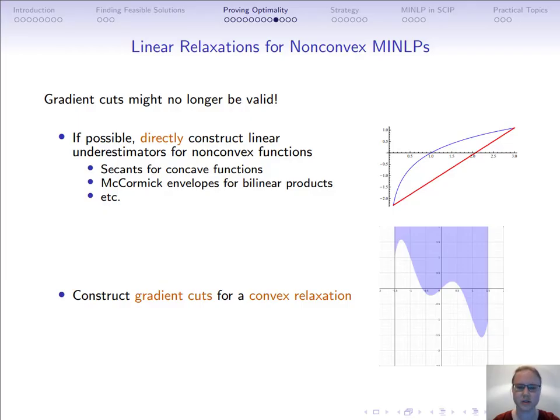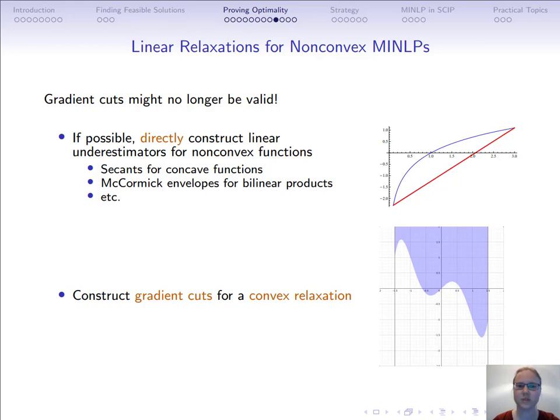Once we have the convex relaxation, we can already solve it as an NLP and obtain a valid lower bound. But what if we really prefer to deal with LPs? Well, first I want to reiterate that gradient cuts might no longer be valid. So what to do? First, with some luck, it may happen that the convex relaxation is already linear.